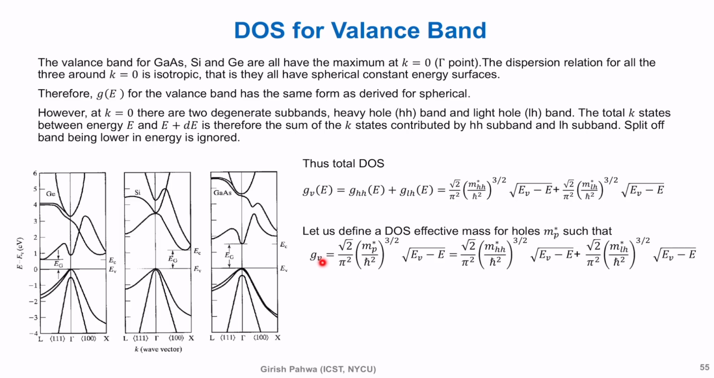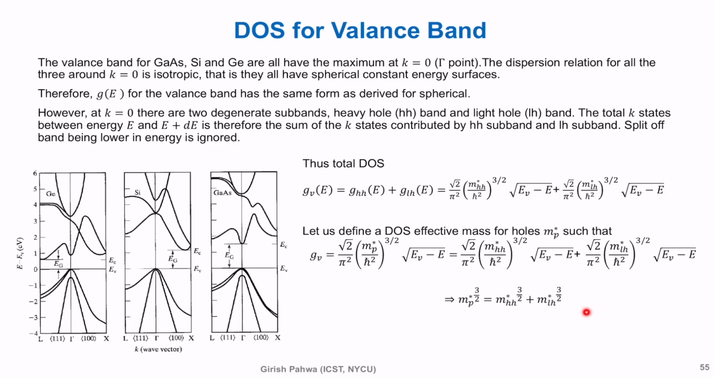So on the left hand side, let me write it in this form. My GV is equal to, say, let me define the density of states effective mass as MP star. So if it is a single sphere, it will simply be under root of 2 by pi square into MP star to the power 3 by 2 and so on, under root of EV minus E, right? So it's like an equivalent mass, you can say, and this is equal to obviously this. Now these will get cancelled, and other common factors will also get cancelled. So what you get is this. So the density of states effective mass of the holes can be evaluated using this equation.